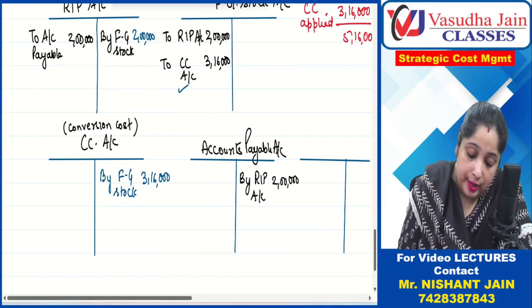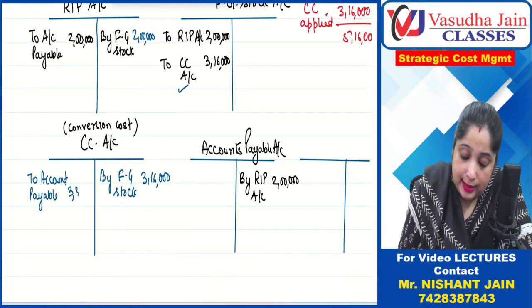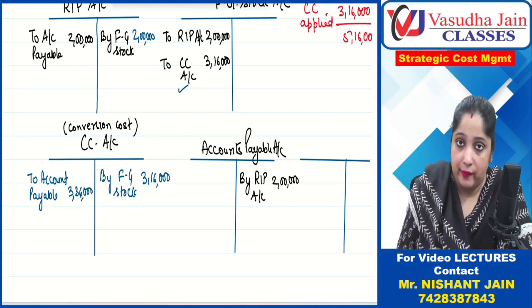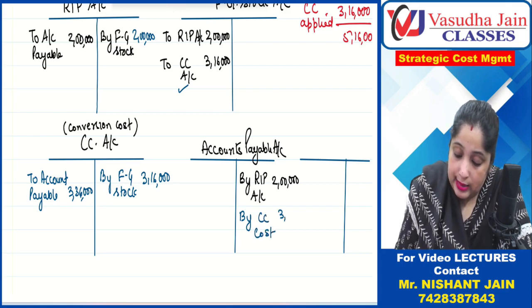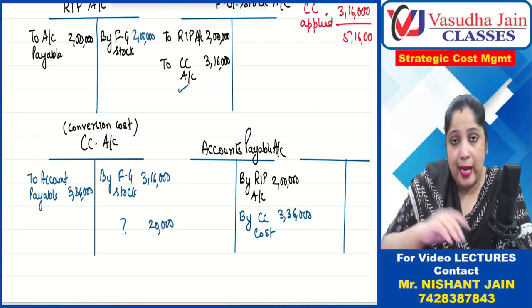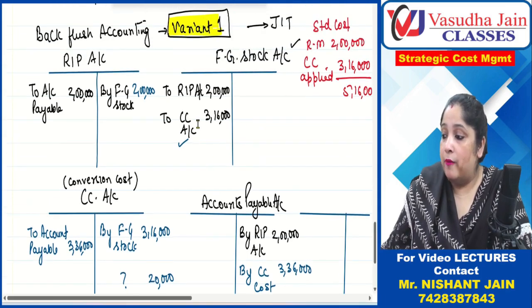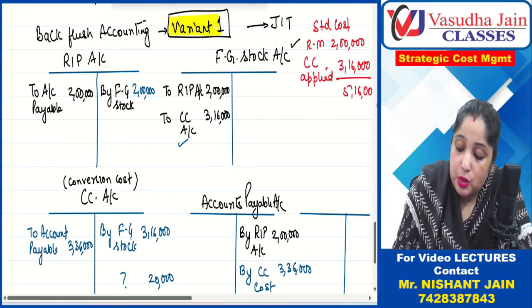So now I will post the entry here to accounts payable. How much have I incurred? 3,36,000 conversion cost, right? Which includes direct wages and overheads. And here I will write by conversion cost 3,36,000. And here there is a loss of 20,000, now the remaining entries will be the same. What will happen now? From finished goods, whatever has been made has been sold also. So we will transfer this to the cost of goods sold account. So by cost of goods sold account 5,16,000, and this account will close down.